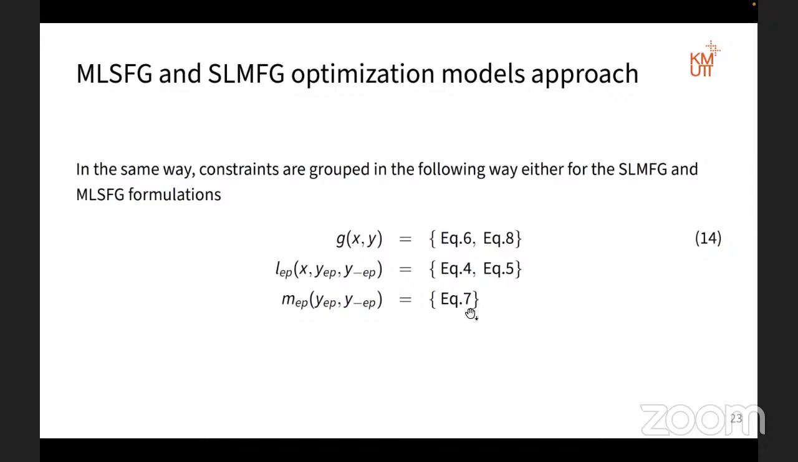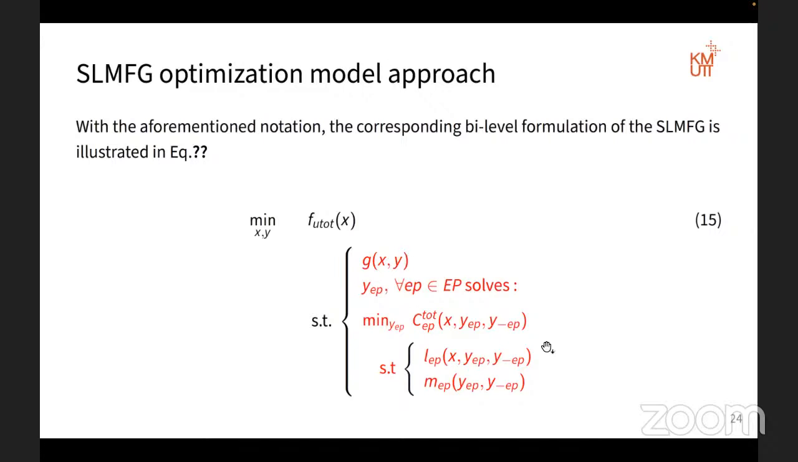We define NEP of YEP and y minus EP equal to equation 7. First, the single leader multi follower game optimization satisfies equation 15. So minimize the leader's objective function. Sorry, I think it is this equation 15 here. Sorry, I made a mistake. The leader is the EIP, and all of the enterprises are the followers.